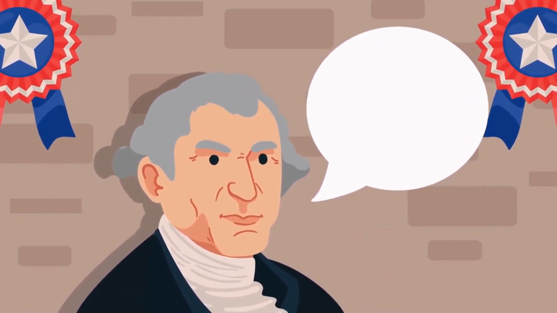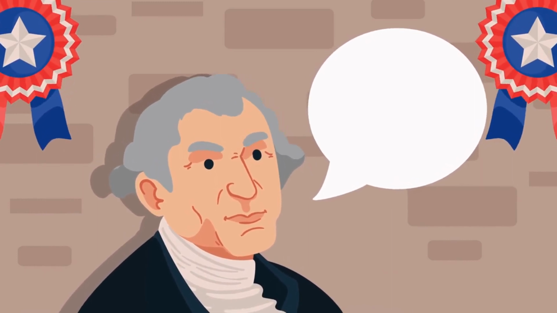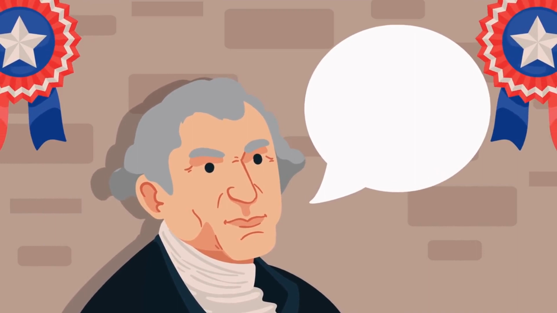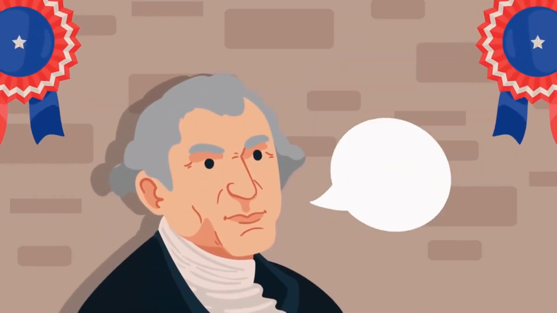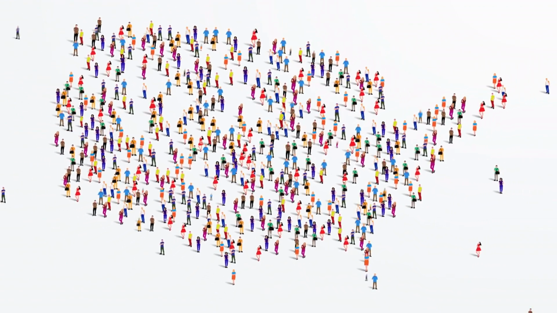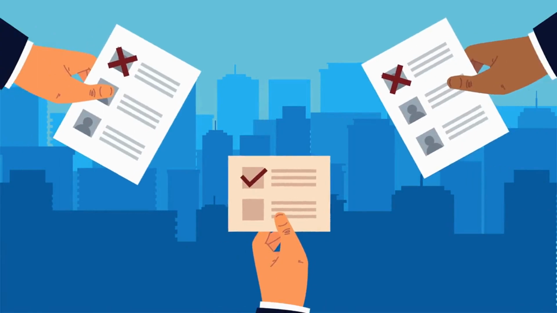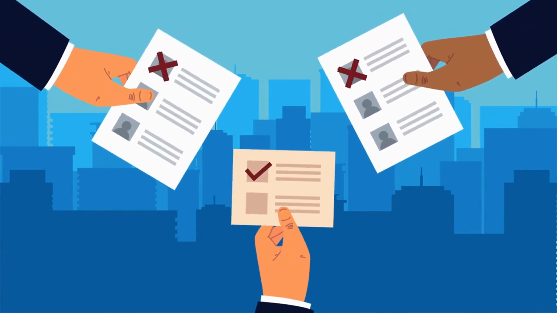By establishing term limits, the 22nd Amendment aimed to prevent any individual from holding the presidency for an extended period and ensure regular turnover in the nation's highest office. This change reinforced the principles of democratic governance and checks and balances. 23rd Amendment, Presidential Vote for District of Columbia.